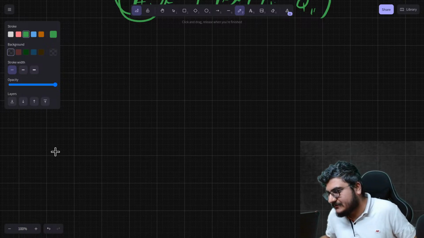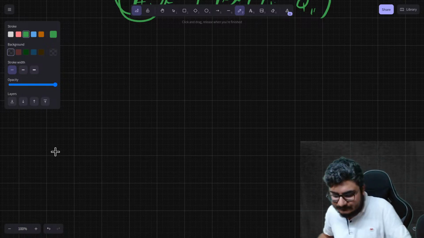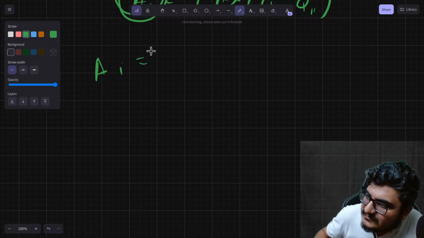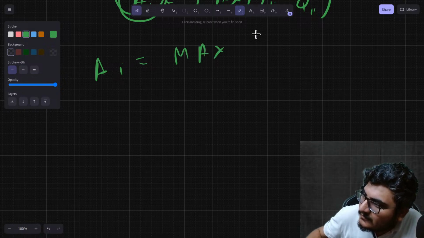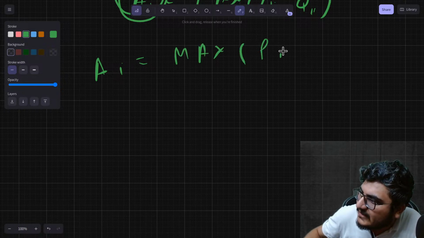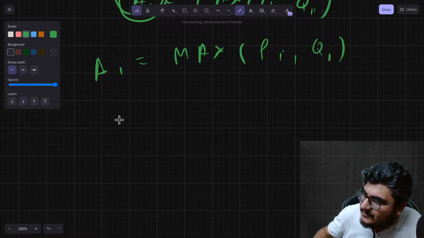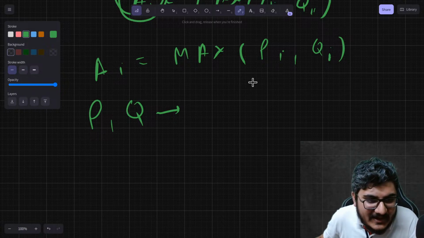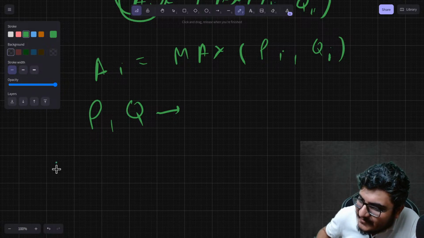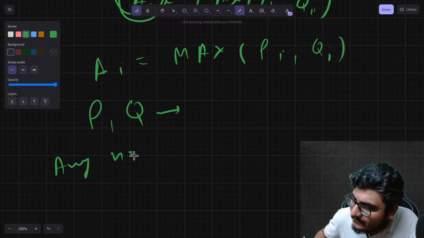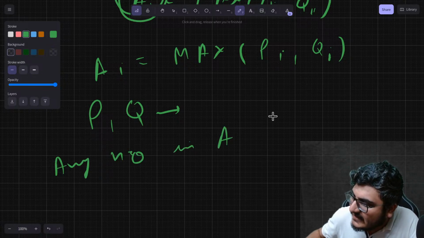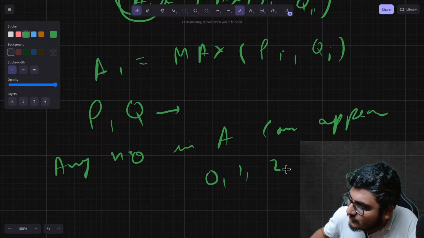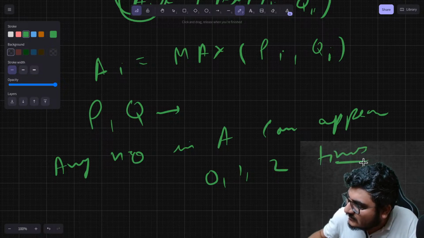So the next idea is simplification. We know that A_i is the max of p_i, q_i. And because P and Q are permutations, every number appears only once in each. So any number in A can appear 0, 1 or 2 times.